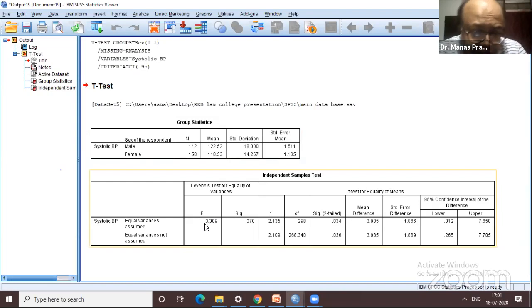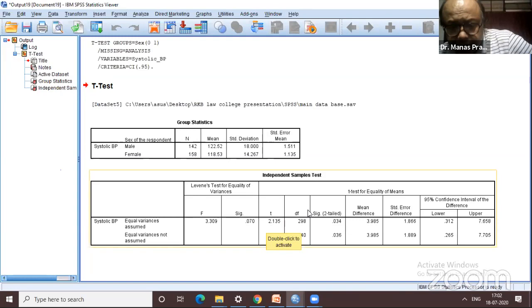So I have done the F test, and you see, the p value is 0.07. It is more than 0.05. That means we have to accept our null hypothesis, that the variances of the two groups are the same. So what is my null hypothesis in this test? My null hypothesis is that the variances of both the groups are the same. As the p value is more than 0.05, we accept it. So we accept the null hypothesis.